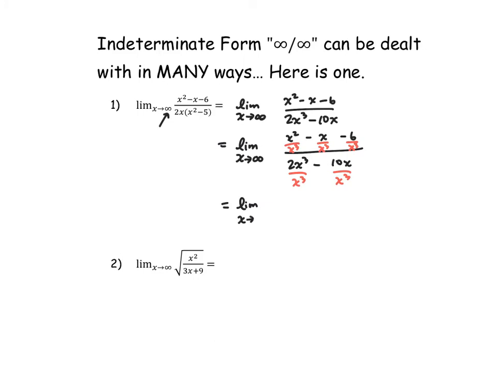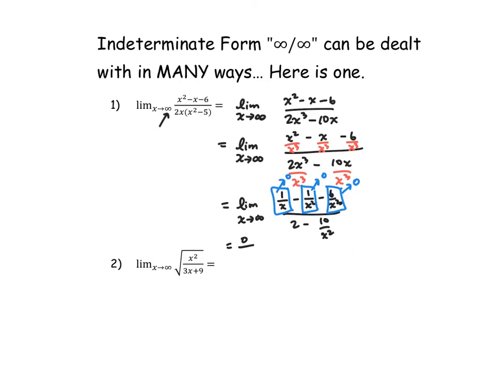So I will get, as I reduce, 1 over x minus 1 over x squared. Can't reduce the third part. In the denominator, I'm going to get 2 minus 10 over x squared. Now, think about this. As x goes to infinity, that's going to go to 0. As x goes to infinity, that's also going to go to 0. As x goes to infinity, that will also go to 0. So we see that the numerator is going to go to 0.